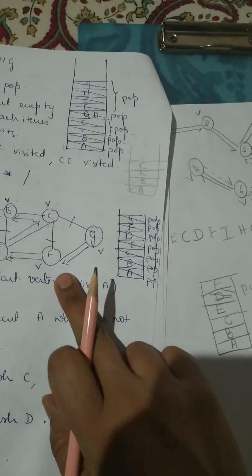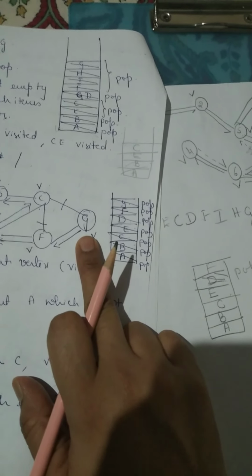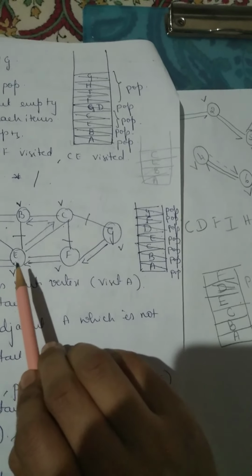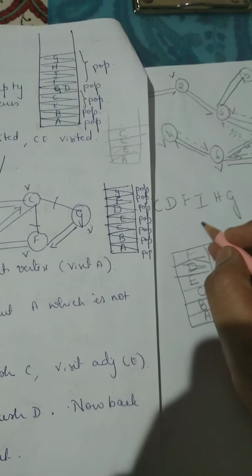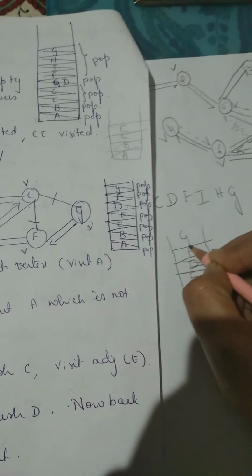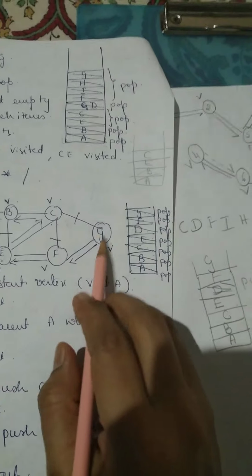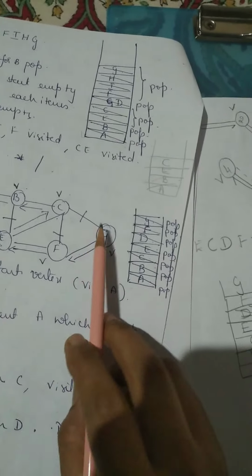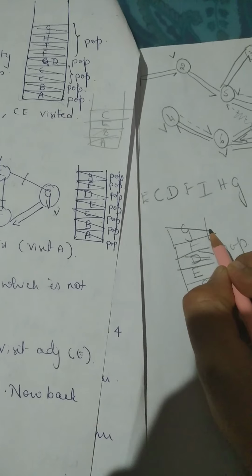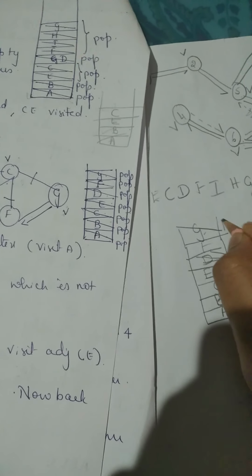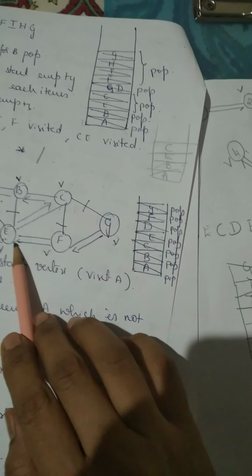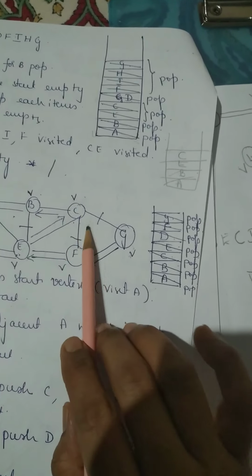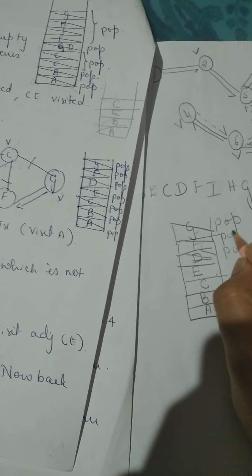Right? From F, again start traversal. From F, it is connected to C, E and G. E and C are visited. G is unvisited. So from F, I can go for G. Right? From G, again I need to check any adjacent unvisited vertex. No, there is no unvisited adjacent vertex. So pop G. What is the topmost element now? F. From F, I need to check whether there is any unvisited adjacent vertex. No, just pop F. Right?